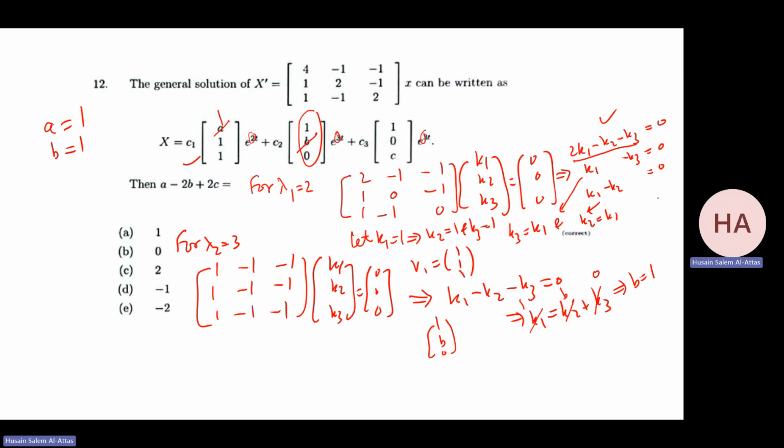Be careful. For the last one, I have 1, 0, C. K1 is K2 plus K3: this is 1, this is 0, this is C, so C equals 1 also. What I need is A minus 2B plus 2C. That is 1 minus 2 plus 2, which is 1.